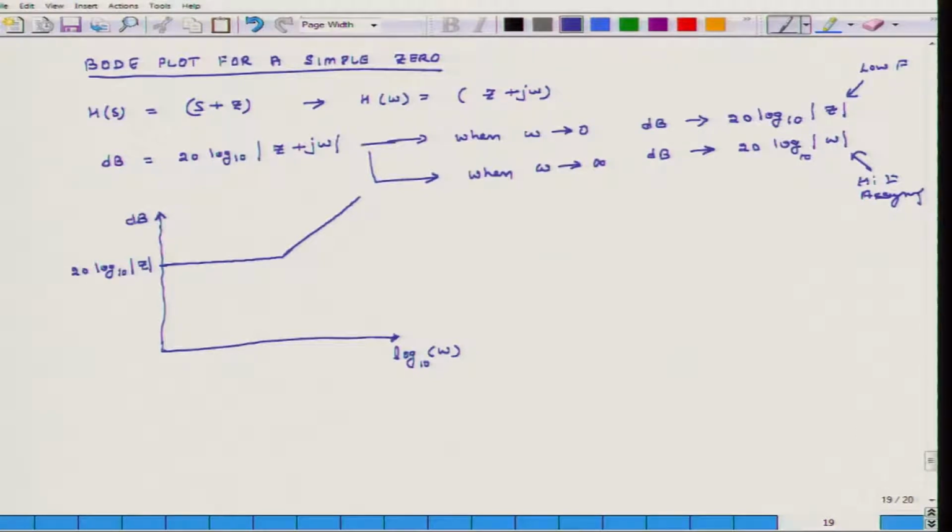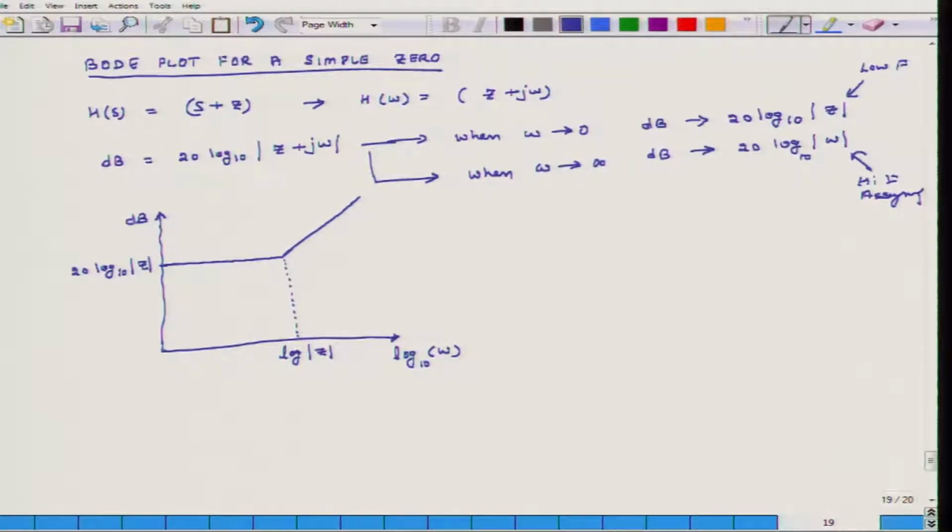The next thing we have to figure out is what is the point of intersection for the high and the low frequency asymptotes. At the point of intersection, the value of the high frequency asymptote is the same as the value of the low frequency asymptote, and that will happen when omega equals z. So, the corresponding position on the log axis is log of z.